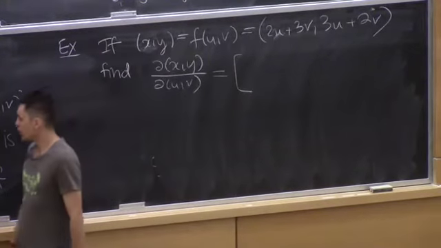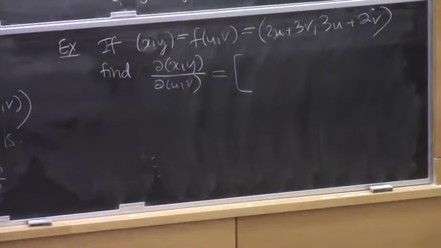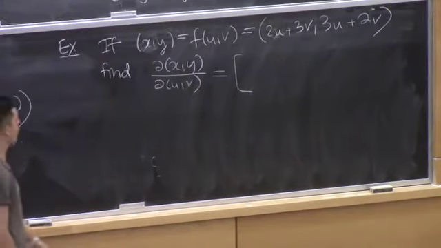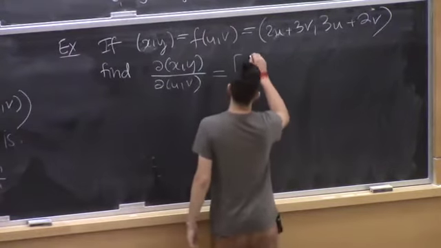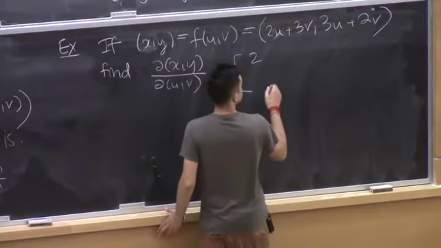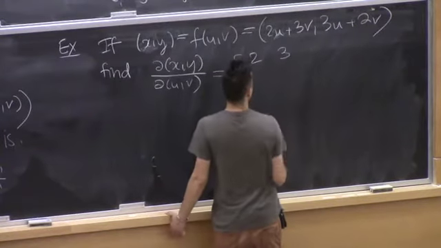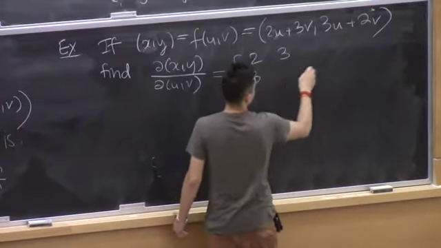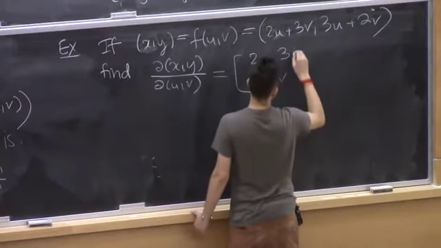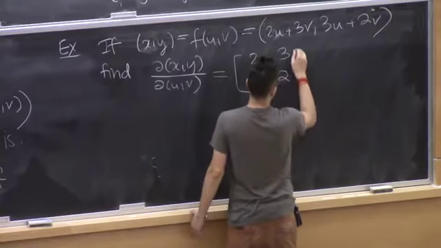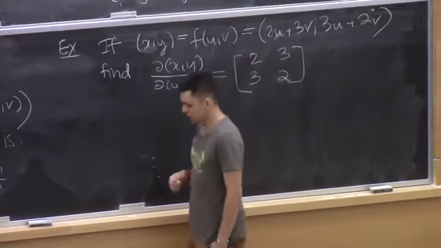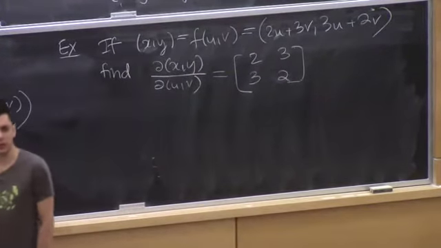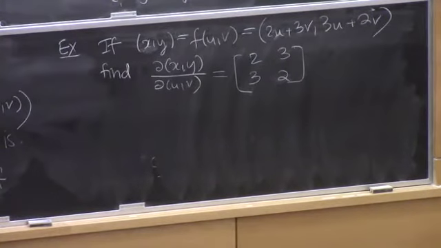So we start off taking the x coordinate, we take its derivative in u. We get 2. We take its derivative in v. We get 3. Derivative in u. Derivative in v. Okay, so there's our Jacobian matrix. And there's sort of a nice fact.